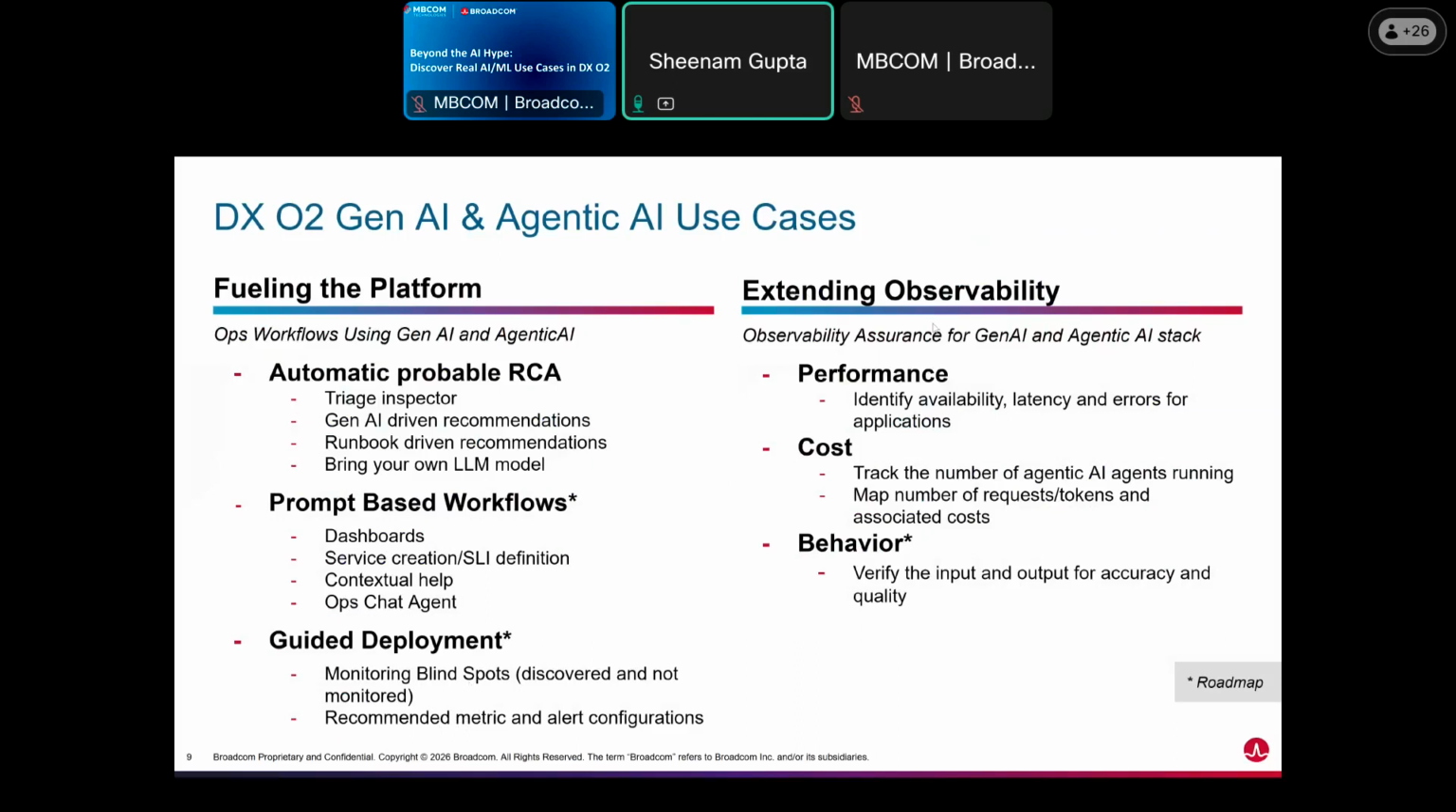Coming to extending observability, this is the area where we get the most questions. What are you doing to make sure that I can monitor my GenAI and agentic AI stack? The two areas we started with were the cost, the token economy, like I mentioned earlier, and tracking the number of agents running, and also the performance, because wherever there are multiple layers in a stack involved, identifying the real issue is always a challenge, and that has been a strength in DXO2 traditionally. And so that's where we're also investing in performance in this evolving agentic AI stack, to make sure that we not only provide the eyes and ears in every layer, but we also provide the correlation between those layers, which I was showing earlier.